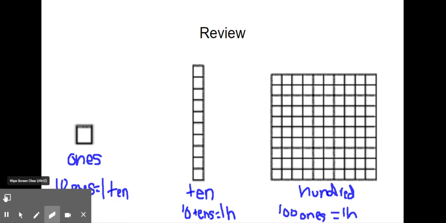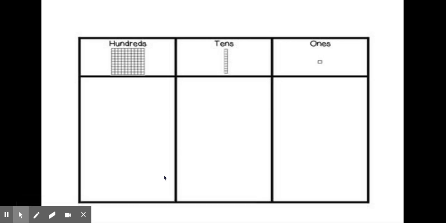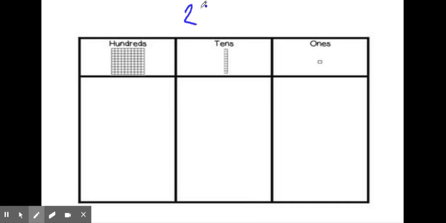Let's keep going. Okay, so if I'm trying to represent a number using hundreds, tens, and ones, let's do a little review practice on that. So let's say my number is 222. That means I would draw two hundreds. I have two tens and two ones. That is how I would represent that number using hundreds, tens, and ones.